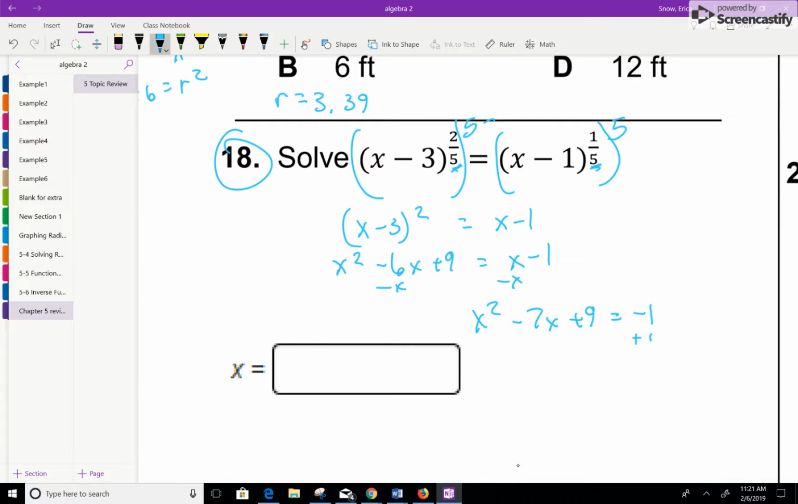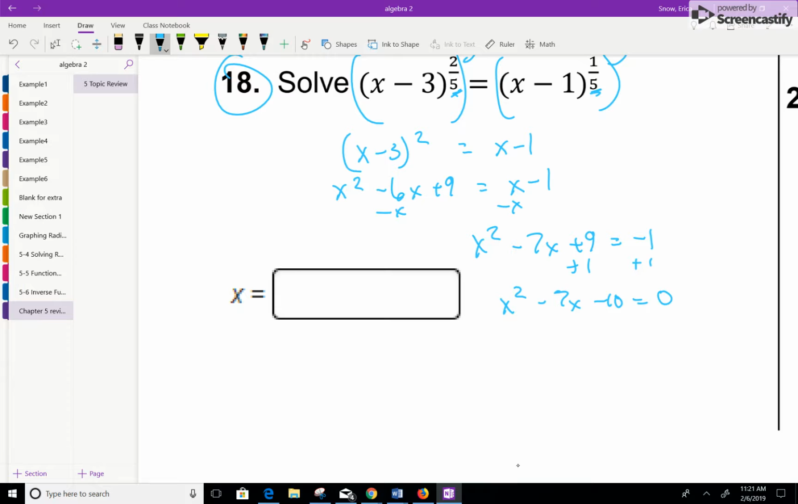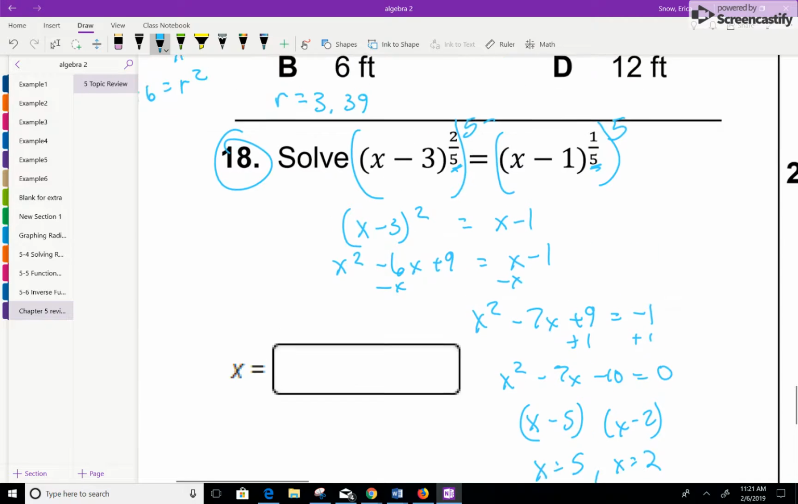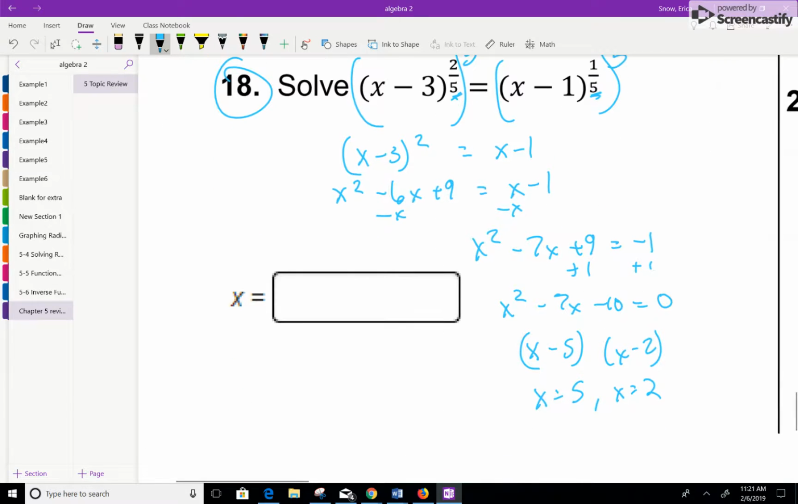And we add 1 to both sides. X squared minus 7x plus 10 equals 0. Then I don't really care how you solve this quadratic. I am going to factor it. X minus 5, x minus 2. So x is 5 or 2. Now I need to plug these back in, both of them, to see if there's any extraneous solutions.